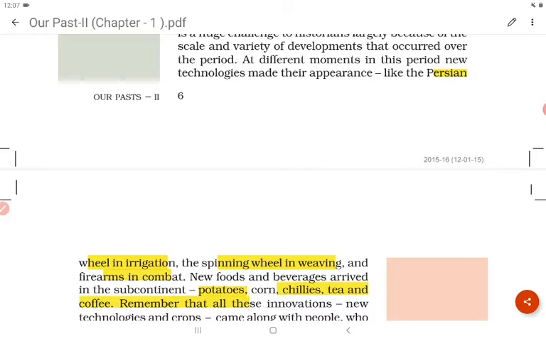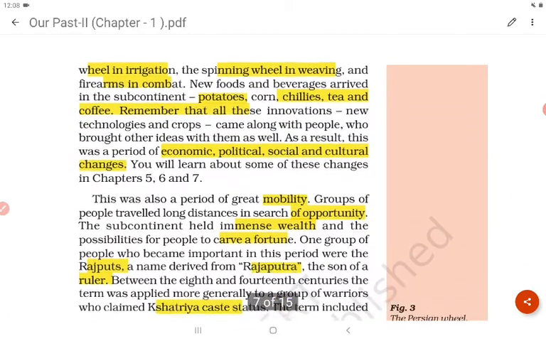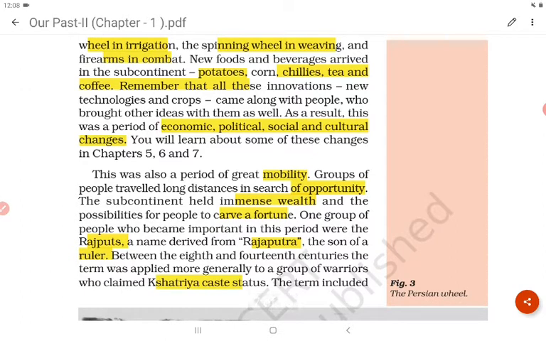At different moments in this period, new technologies made their appearance, like the Persian wheel in irrigation, the spinning wheel in weaving, and firearms in combat. New foods and beverages arrived in the subcontinent: potatoes, corn, chilies, tea, and coffee. Remember that all these innovations, new technologies, and crops came along with people who brought other ideas with them as well. As a result, this was a period of economic, political, social, and cultural changes.